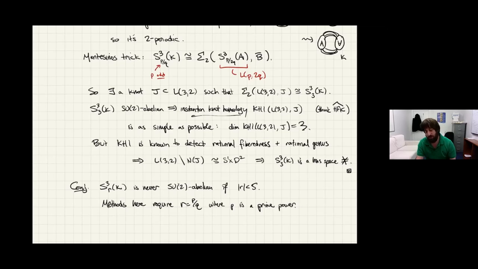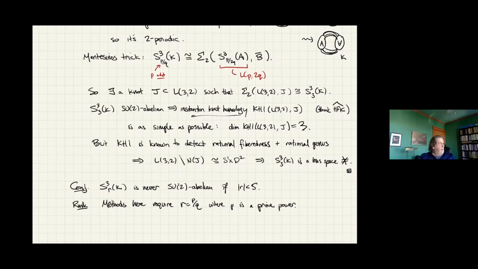Kronheimer and Mrowka's argument was very different, in part because they didn't have framed instanton homology back then, but also because they just took the character variety for 0 surgery and manipulated that directly using perturbations of the Chern-Simons functional. It certainly should be true, though. I don't expect there to be any counterexamples.